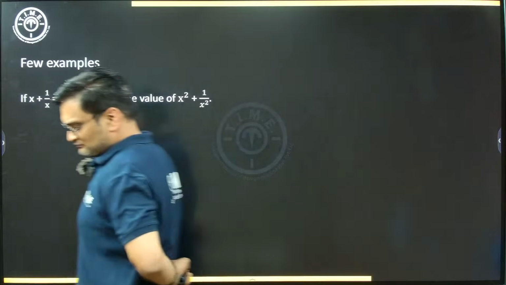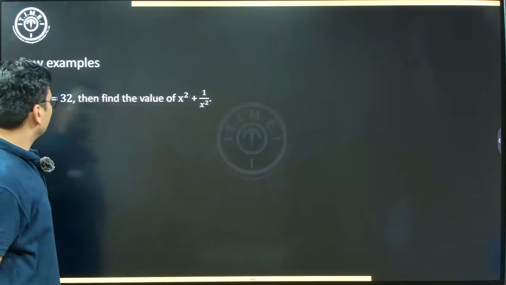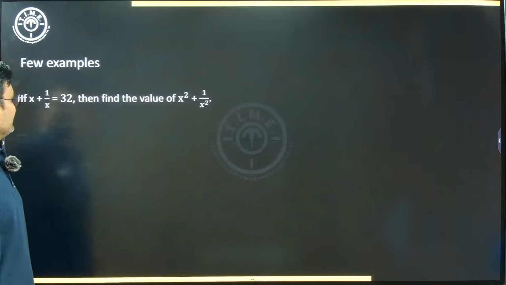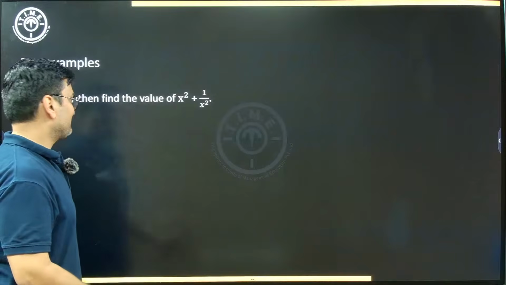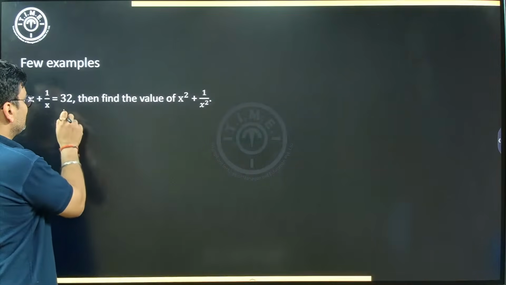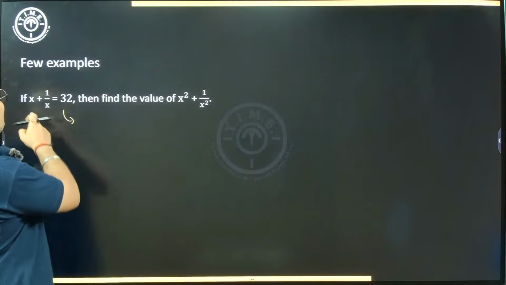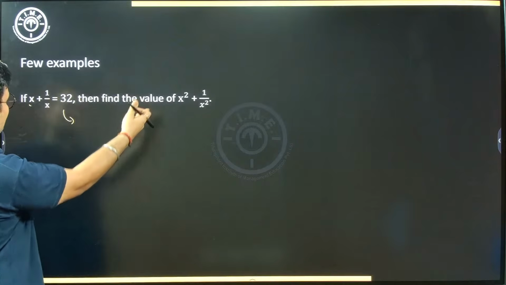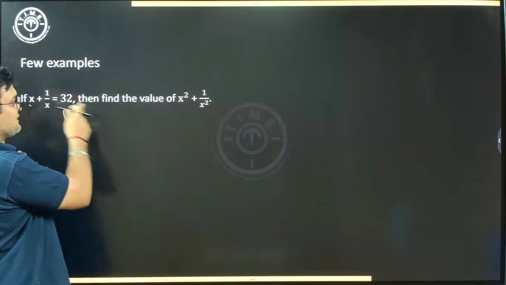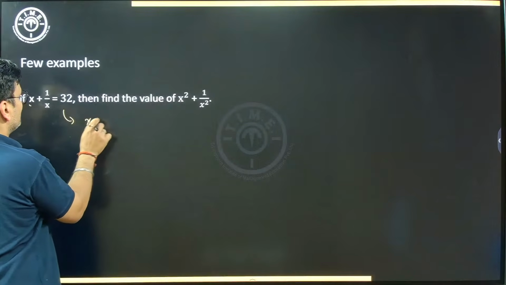Next one. This is a question from algebra, quadratic equations, you may say. If x plus 1 by x is 32, find the value of x square plus 1 by x square. So how do we think about it? Let's straight away go for this. I'll just help you solve this. If you look at this, x plus 1 by x, some other variable, is 32, and I want the square of it. So let's square on both sides. When you square on both sides, what do we get?